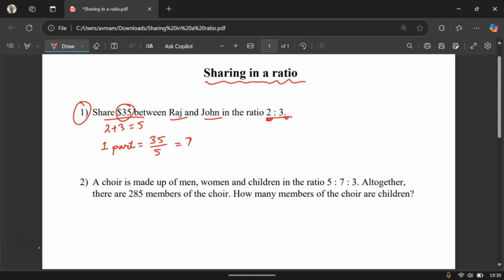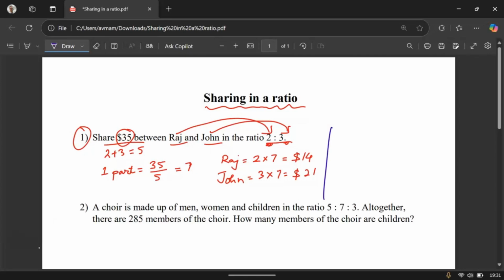Now to find for Raj it is 2 parts and for John it is 3 parts. So to find for Raj, 2 times 7 will give you $14, and for John 3 times 7 will give you $21.